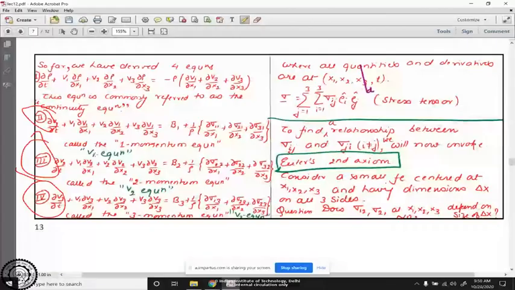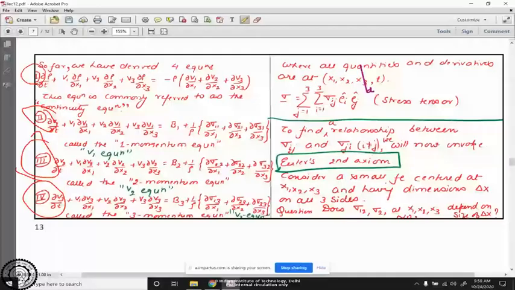These equations can be called the one momentum equation, or sometimes the V1 equation, what I derived today. It is the partial differential equation governing V1. This is called the equation for V2, the second one, and the third one is called the V3 equation. V1 equation, V2 equation, and V3 equation. And the first equation is what we got from conservation of mass.